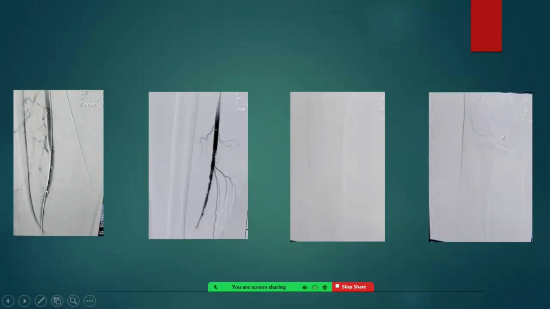The whole of the SFA was blocked. Then we kept the patient for 2 to 3 days on IV heparin. The patient had relief of the pain symptoms, and then we recalled him after 2 weeks. Again, we did the angioplasty, and again we did the procedure in this case.